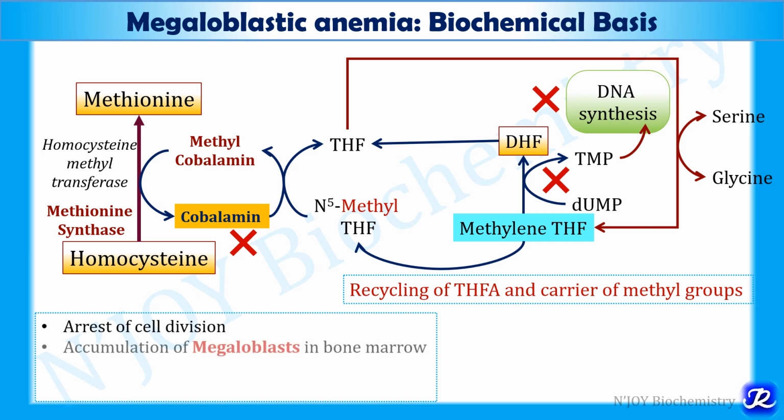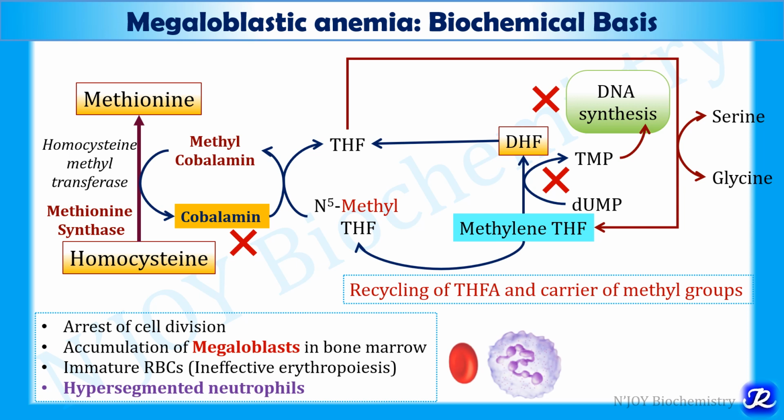And because of this arrest in cell division, there is accumulation of megaloblasts in the bone marrow, because there is asynchrony between nucleus maturation as well as cytosol maturation. The DNA synthesis is hampered, but RNA synthesis still continues, and that's why there is accumulation of megaloblasts. And due to ineffective erythropoiesis, the RBCs are immature and hypersegmented neutrophils are seen in megaloblastic anemia.